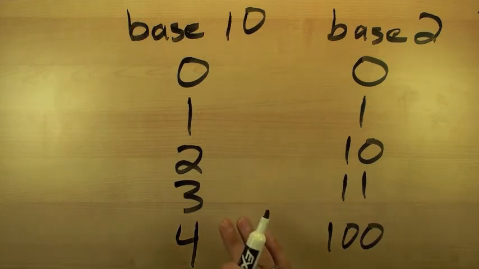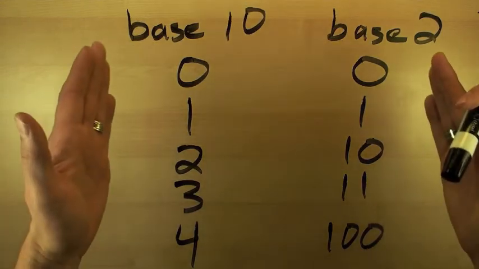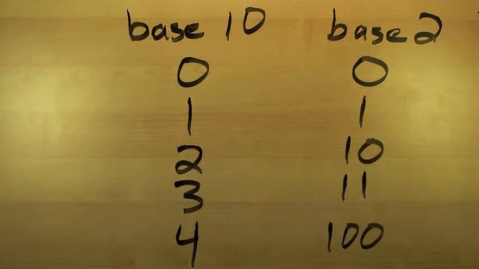But if we had a large base 10 number that we wanted to convert to base 2, we wouldn't want to have to go through the trouble of writing out both of these lists and then comparing them. So we'd like to have a better way of converting these.